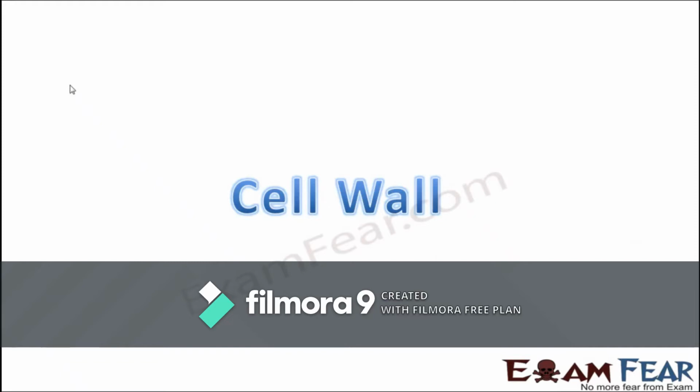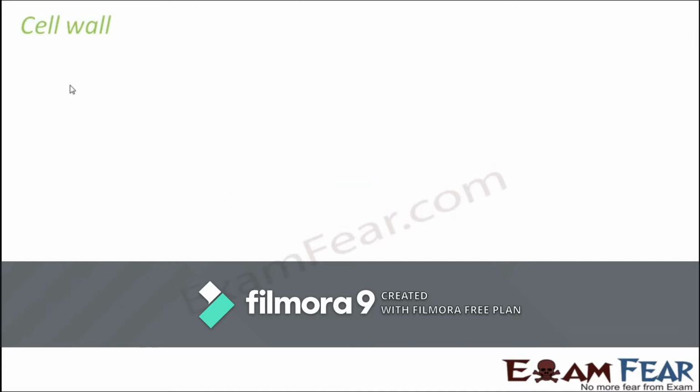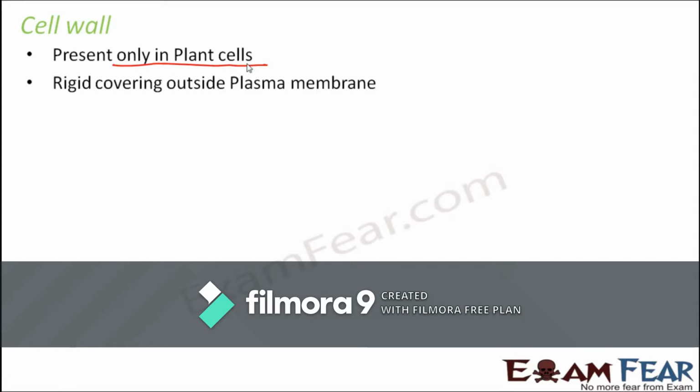About the next important component of a cell, that is the cell wall. As I had mentioned before, the cell wall is present only in plant cells. So this is very important to remember: animal cells have only one boundary, that is the cell membrane. Plant cells have a cell membrane, but outside the cell membrane they have a cell wall also. So what kind of boundary is the cell wall? It is a rigid covering outside the plasma membrane.